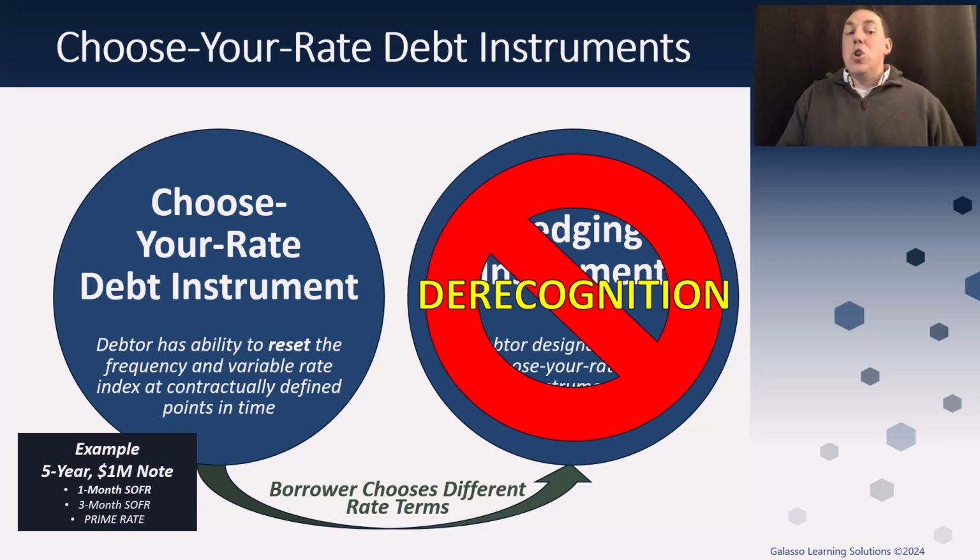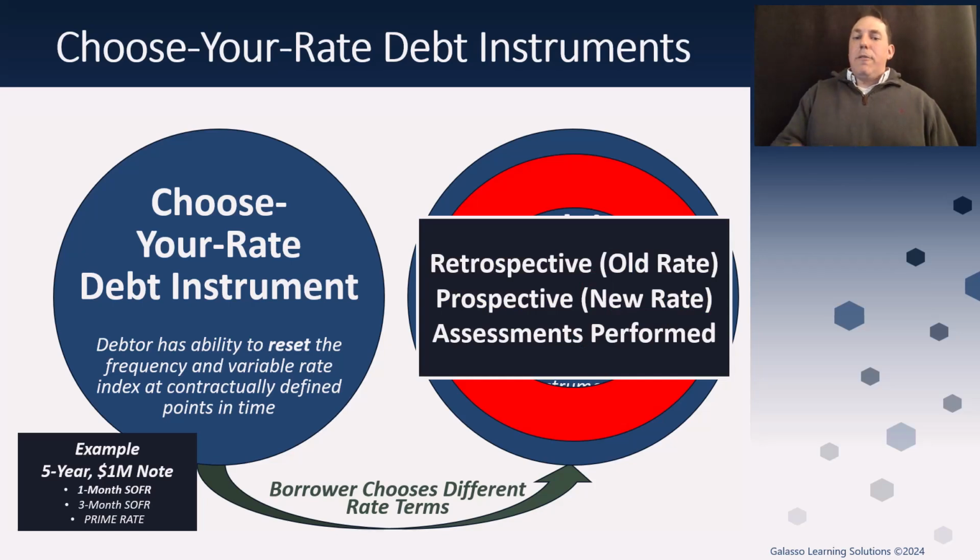But under the new rule, I can perform a retrospective assessment for the old terms and a prospective assessment for the new terms. And if my 1-month SOFR swap remains highly effective during and through the transition to the 3-month SOFR rate on my note, I can continue using hedge accounting, making the process more efficient and better aligned with real-world risk management.